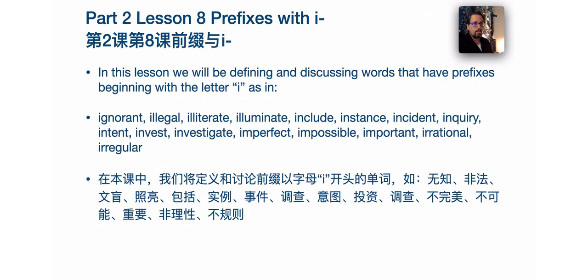Now, let's continue. For the remainder of this lesson, we'll be looking at words having the prefix beginning with the letter I as we go through the alphabet. So we'll be defining and discussing words that have prefixes beginning with the letter I, as in ignorant, illegal, illiterate, illuminate, include, instance, incident, inquiry, invest, investigate, imperfect, impossible, important, irrational, and irregular. Take note of any words that you already know and words that you may not yet know.